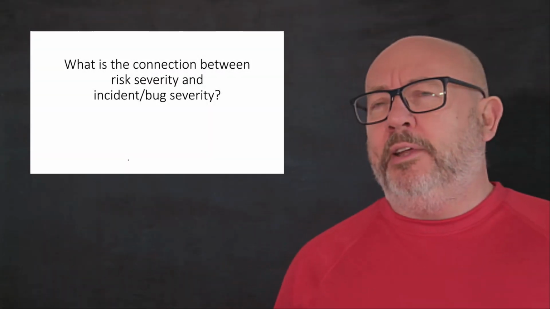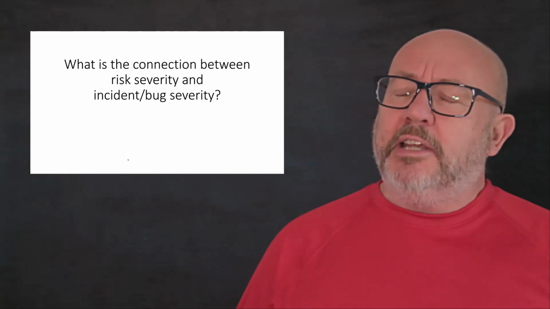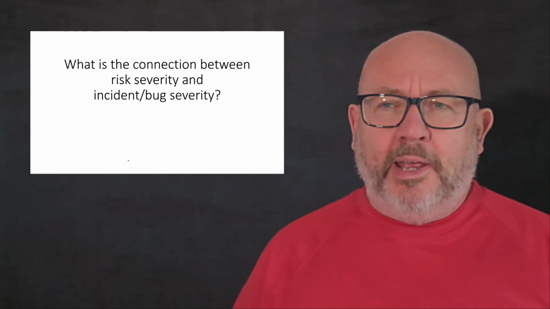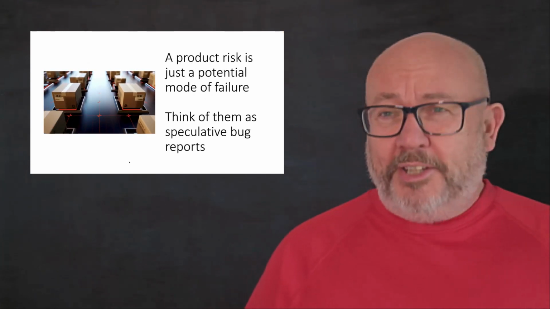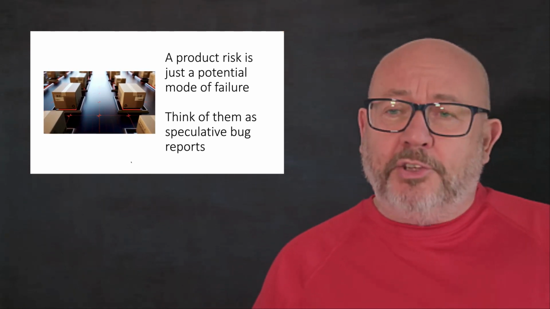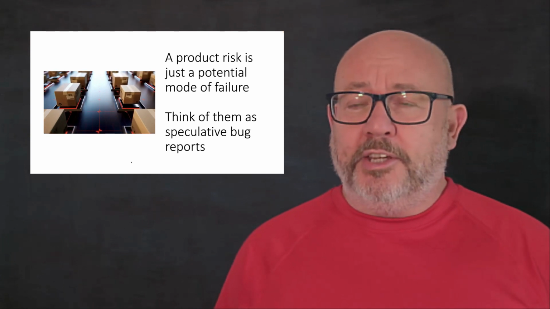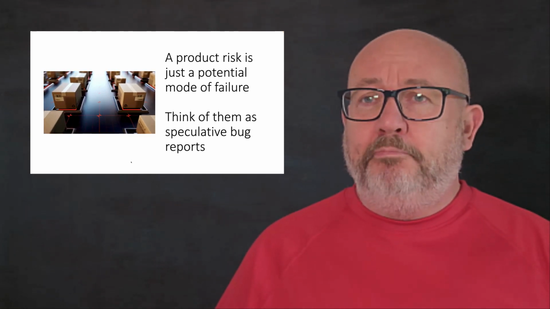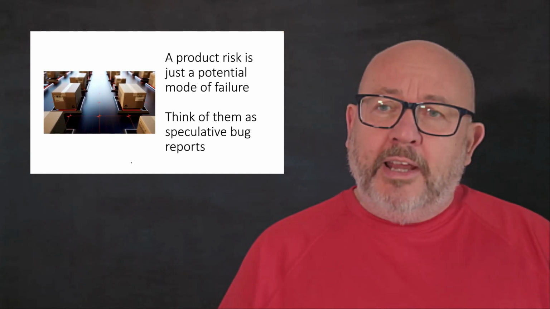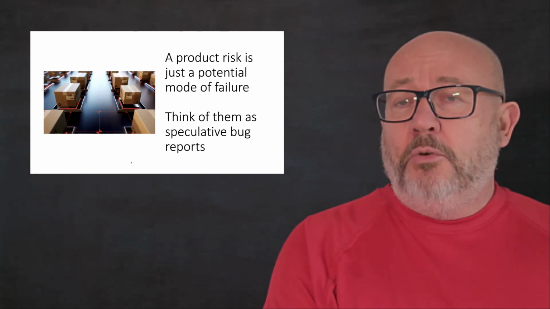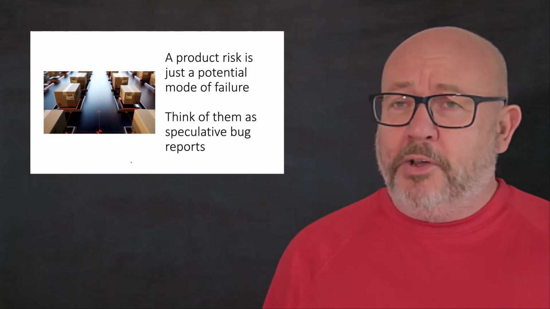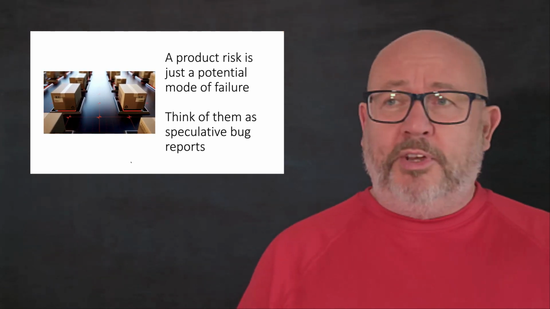What's the connection between risk severity or impact and incident or bug severity? There is a relationship, and I just want to explain what that really is. A product risk is just a potential mode of failure. So when we look at the potential for risks and failure in our system, we are making a speculative bug prediction and saying to ourselves, suppose we found a bug or a failure like this, what would we do next? Would we treat it as a high severity priority one bug, or would we say it's cosmetic, we don't care?